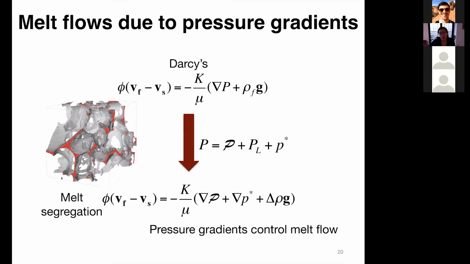So now we put this pressure decomposition back into our favorite Darcy's equation, and we have this equation below. Really what this is telling us is that melt segregation is due to the various pressure gradients. And because melt is naturally buoyant when it forms, any horizontal pressure gradient that is going to focus melt towards the center has to fight with, has to be the same order of magnitude as buoyancy.